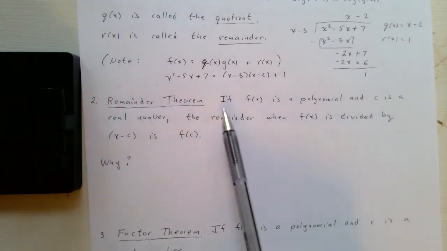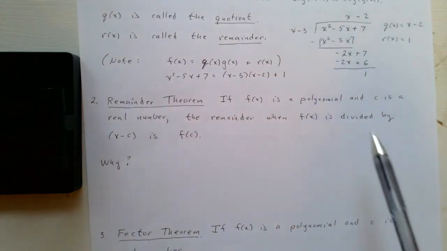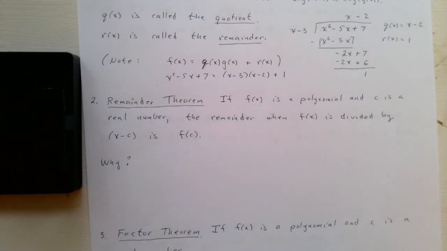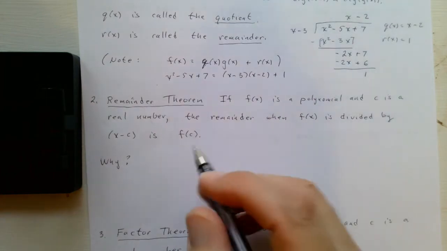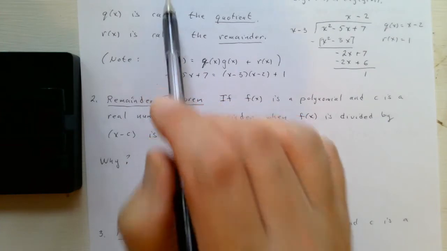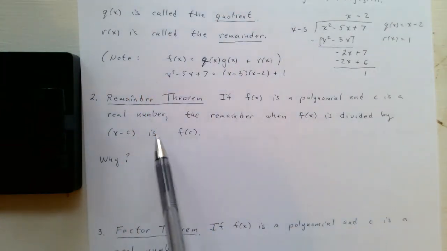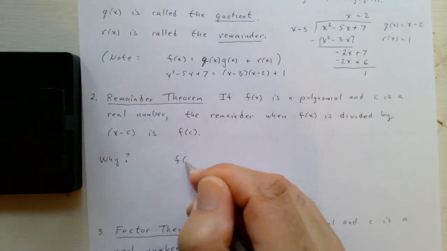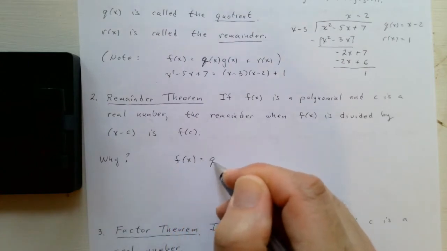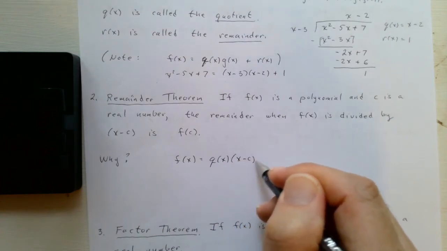So the remainder theorem says if f of x is a polynomial and c is a real number, then the remainder when f of x is divided by x minus c is f of c. Now why is that? Well, we apply the division algorithm and let g of x be x minus c. So f of x is going to be equal to q of x, whatever the quotient is, times x minus c plus a remainder.